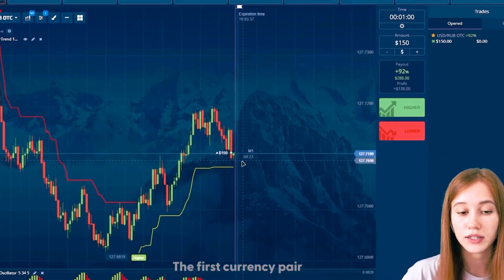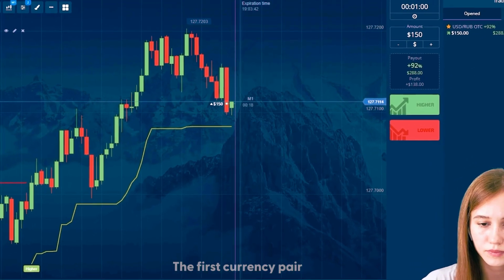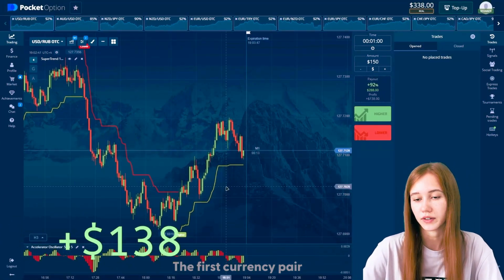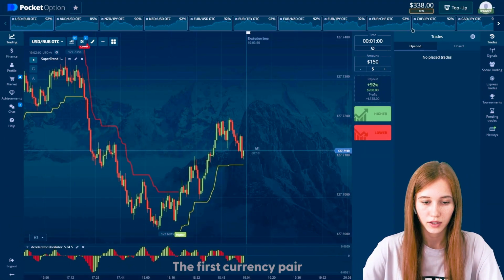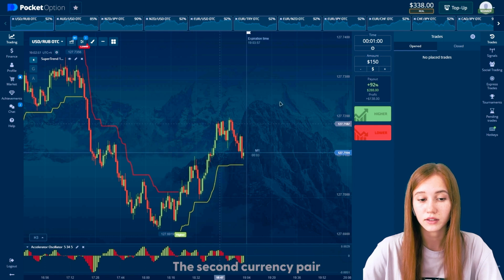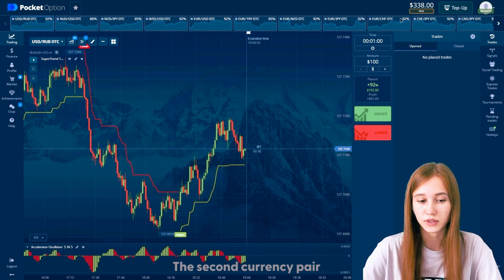So there are 80 seconds until the end of our trade. We can zoom in. Good, plus deal, profit $138. So $338 on my balance. Let's reduce the amount of the deal to $100 for now, as the balance is not very large. Let's move on to the next currency pair.